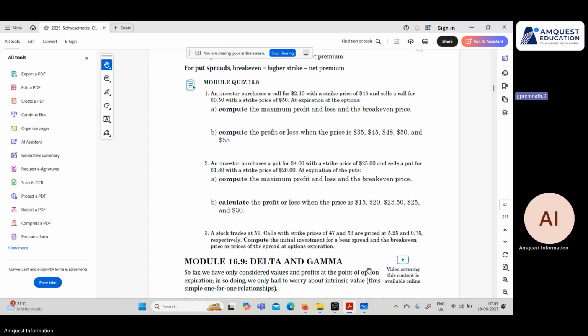So just in terms of what happens, I'm talking about the bear spread, I sell a call for 47, right? I gain 5.25, and suppose the current price is 51. I have lost 4, right? I gained 5.25, I have to pay 0.75, and I have lost 4, right? So I've effectively gained 0.5.